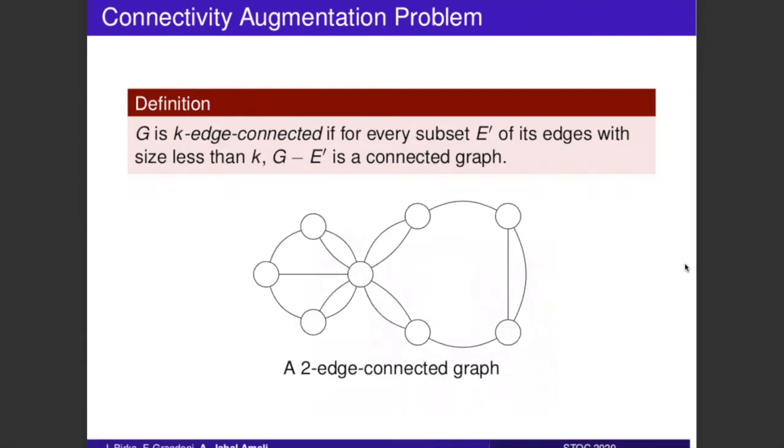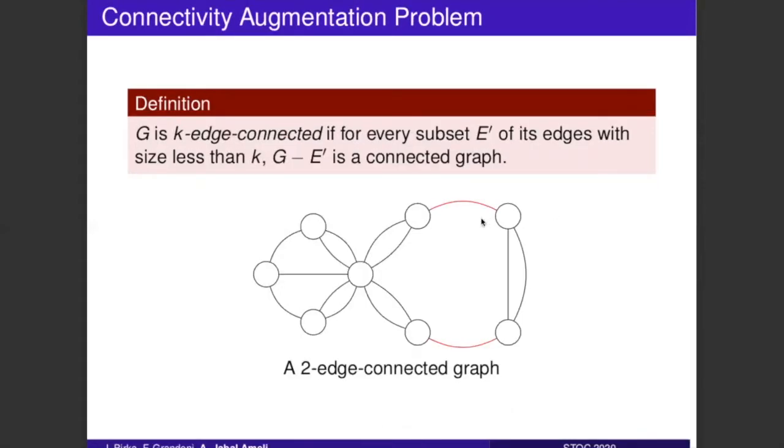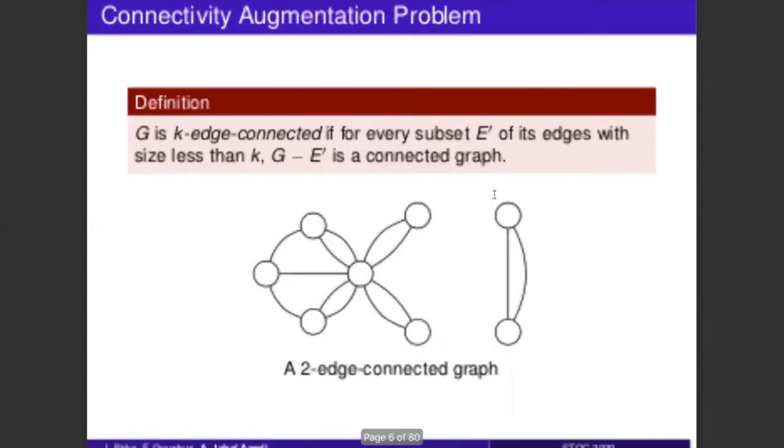We are interested in edge connectivity. Formally speaking, G is k-edge connected if for every subset of its edges of size less than k, if we remove this subset from the graph, it still remains connected. For example, here we have a 2-edge connected graph, since the graph is connected, and if you remove any edge, the graph is still connected. However, this is not a 3-edge connected graph, since we have this subset of size 2, the red edges, that if you remove them, the graph becomes disconnected.